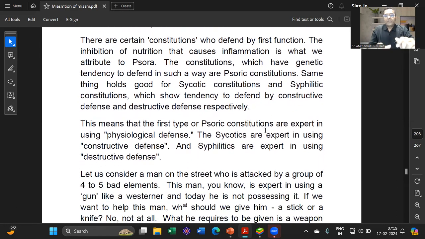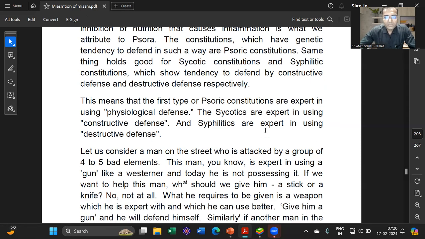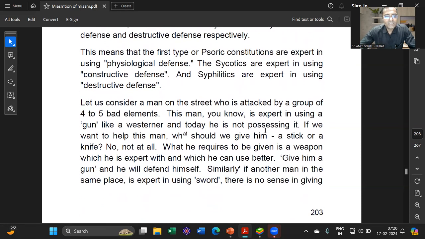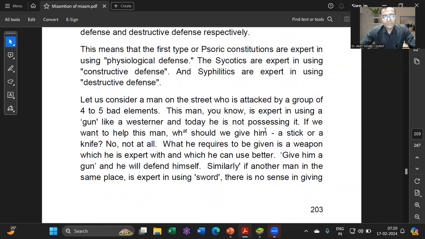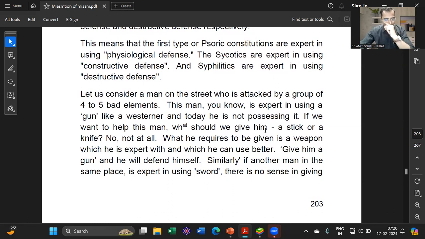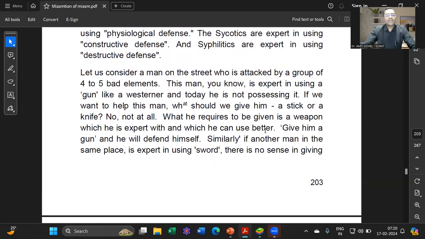There are certain constitutions who defend by the first function. The inhibition of nutrition that causes inflammations is what we attribute to psora. The constitutions which have a genetic tendency to defend in such a way are the psoric constitutions. The same thing holds good for the sycotic constitutions and the syphilitic constitutions, which show the tendency to defend by the constructive defense and the destructive defense respectively. This means that the psoric constitutions are expert in using the physiological defense, the sycotics are expert in using a constructive defense, and the syphilitics are expert in using a destructive defense. So let us consider a man on the street who is attacked by a group of four or five bad elements.